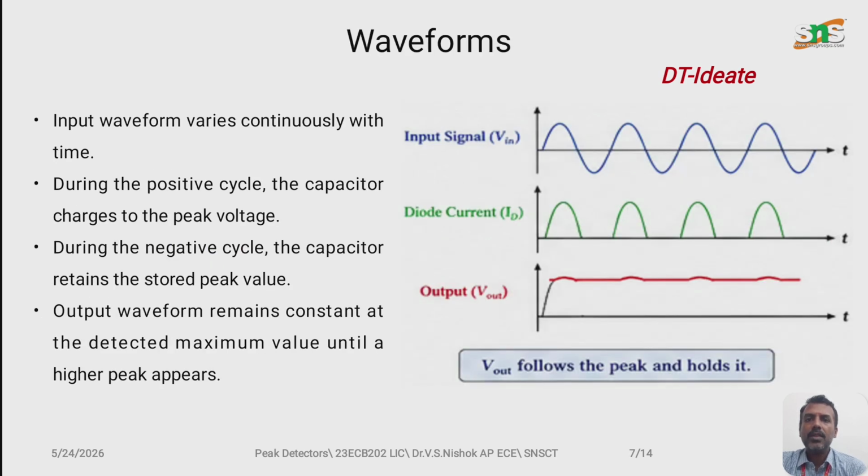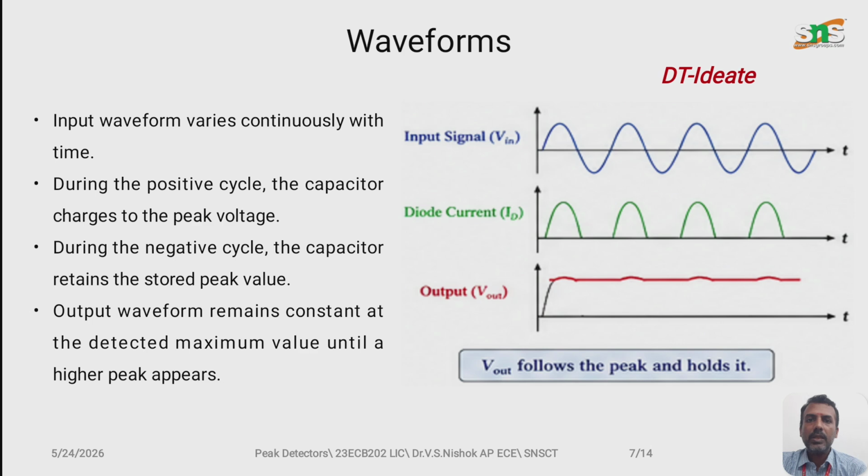Coming to the waveform discussion of the peak detectors, we can see the input and output waveforms. The input waveform varies continuously with time. During the positive half cycle, the capacitor charges to the peak value, and during the negative cycle, the capacitor retains the stored peak value. So the output waveform remains constant at the detected maximum value until a higher peak appears. Whenever the next higher peak appears, that will be measured and stored with the help of the capacitor.